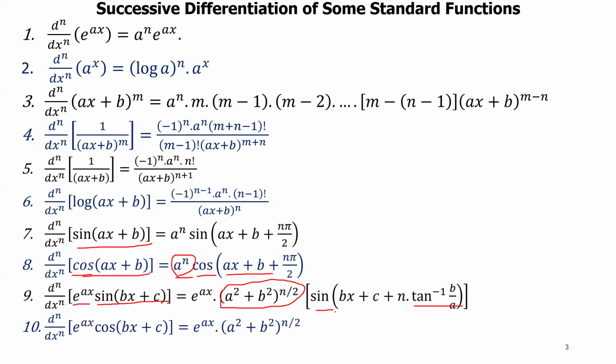And the 10th formula is similar to the 9th formula, only the sine function is replaced by the cosine function. So the nth derivative of e^(ax) cos(bx+c) is equal to e^(ax) (a²+b²)^(n/2) into cos(bx+c+n tan⁻¹(b/a)).